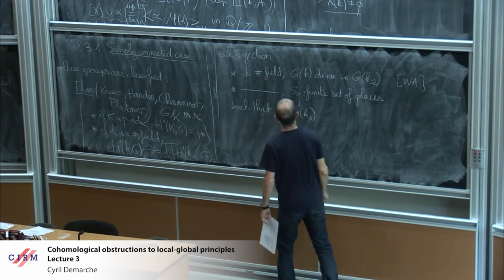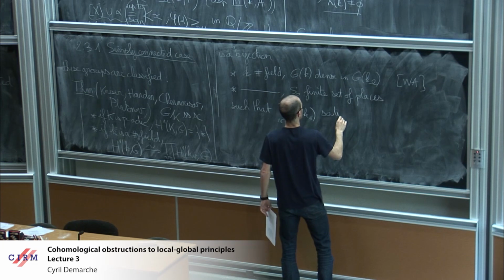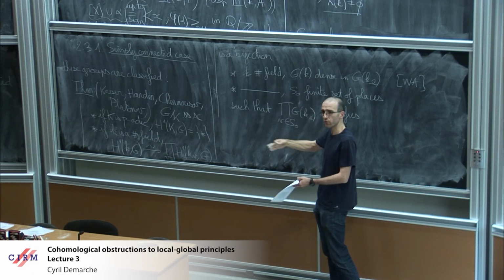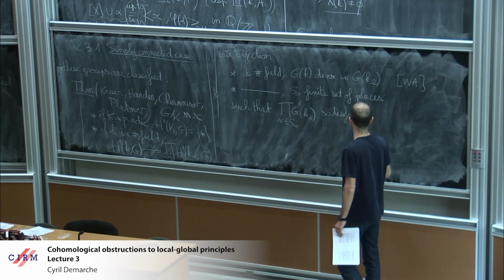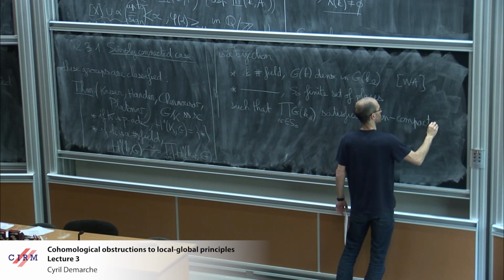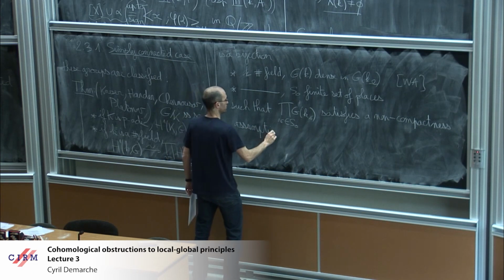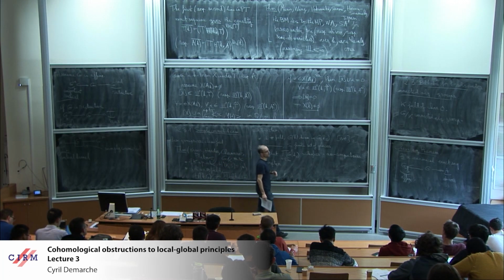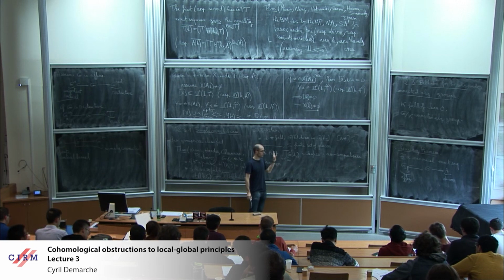Well, let's write a correct theorem. So let's say just that it satisfies. So the local points at the places that you want to remove to have strong approximation, you ask that this space satisfies a non-compactness assumption, which I won't make more precise. Then, for example, if there is at least one complex place, exactly. So if K has a complex place, then you put S0 to be just this complex place, and the assumption is satisfied.